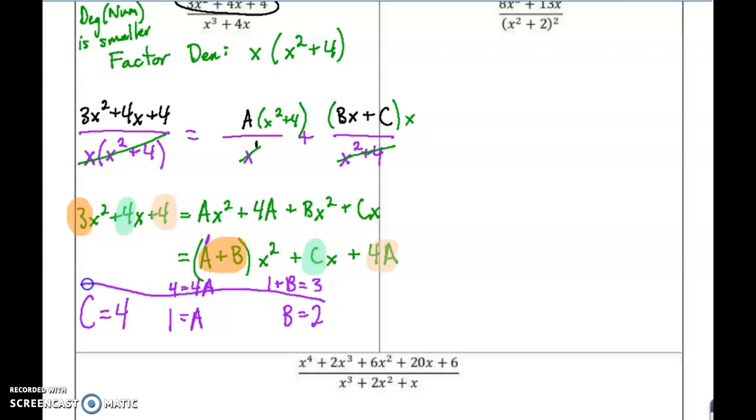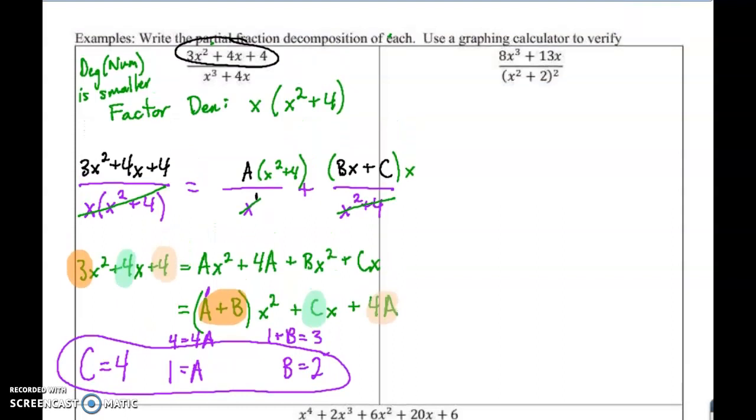So going back to our problem, way up here, we have now established that this is equal to a, which was 1 over x, plus b right here was 2x, c was 4, all over x squared plus 4. And this is your final answer for the decomposition of that function.